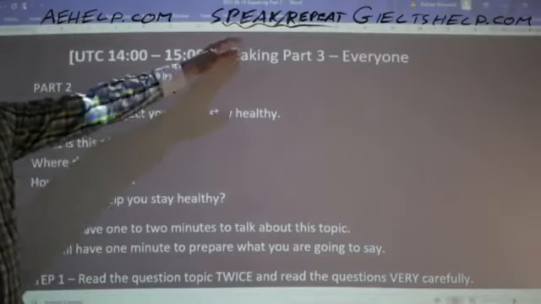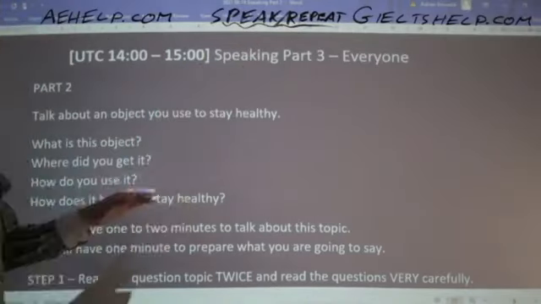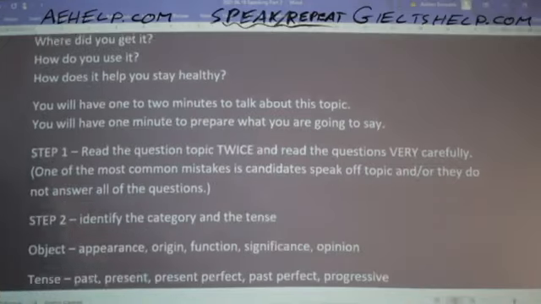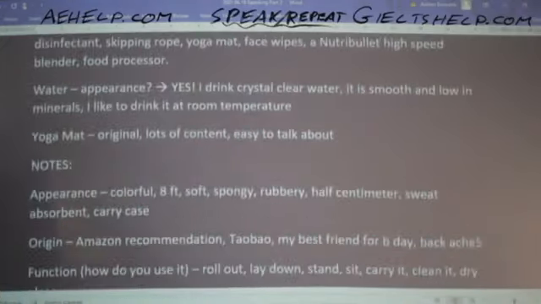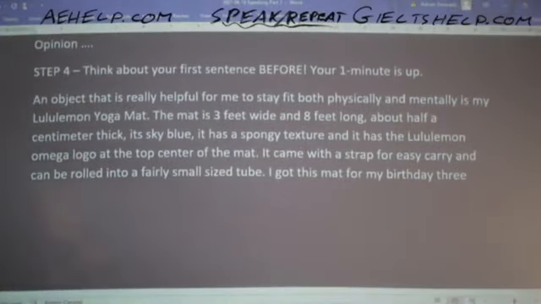So speak and repeat. Talk about an object you use to stay healthy. What is this object? Where did you get it? How do you use it? How does it help you to stay healthy? Okay. You do some great planning. The examiner says, okay, your 1 minute preparation time is up, and then you begin.